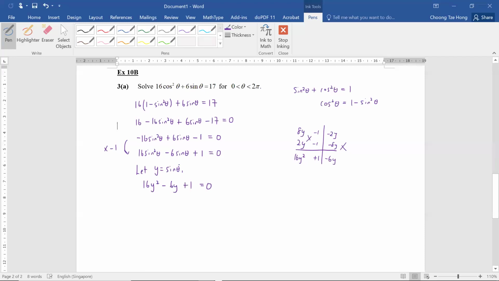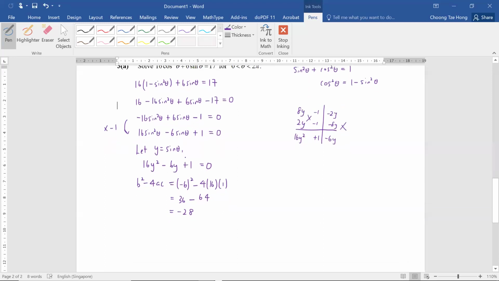Let's work out the discriminant for this question. Let's find b squared minus 4ac. In this case, b is negative 6. You'll get 36 minus 64, which gives us negative 28. So indeed the discriminant is less than 0. If the discriminant is less than 0, then there will be no real solutions for y. If there are no real solutions for y, then there will subsequently be no real solutions for theta.